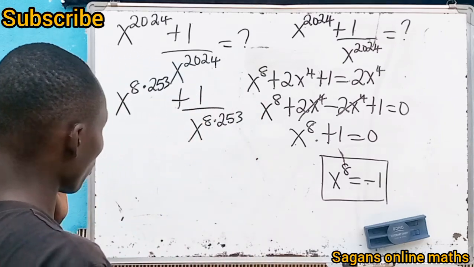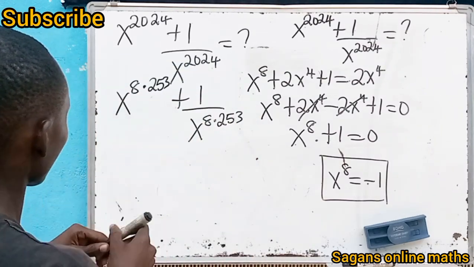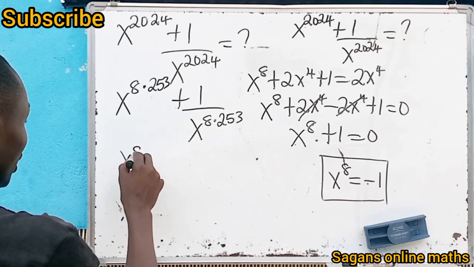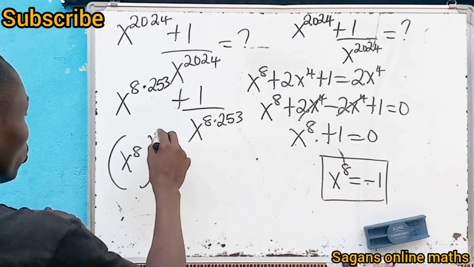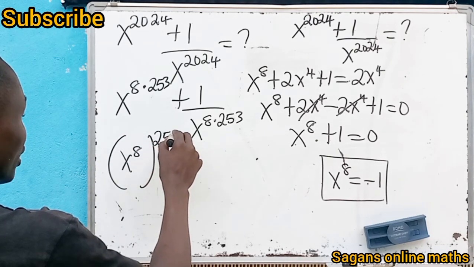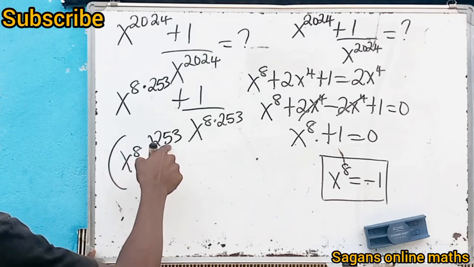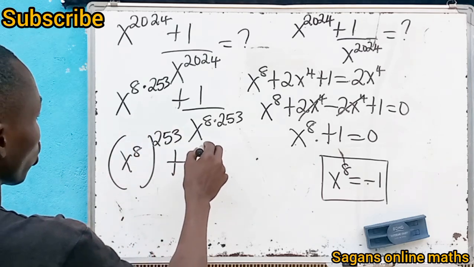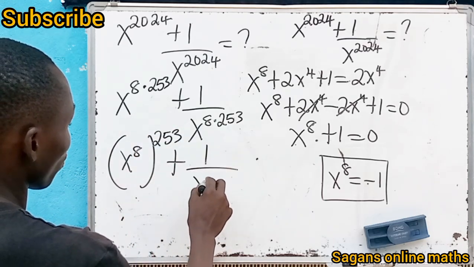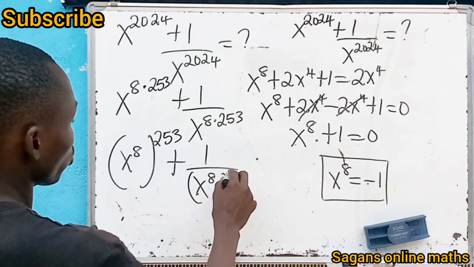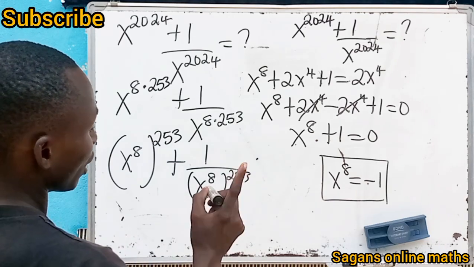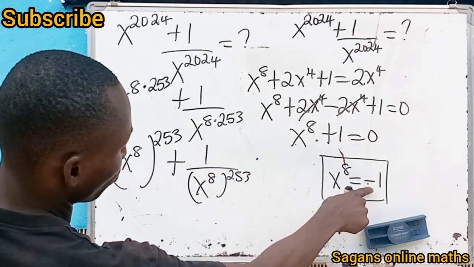Now let's obey one of the properties of indices. You can also write this as x to the power of 8, all raised to the power of 253, because 8 multiplied by 253 is the same, then plus 1 divided by x to the power of 8, all raised to the power of 253. Remember that x to the power of 8 is equal to minus 1.